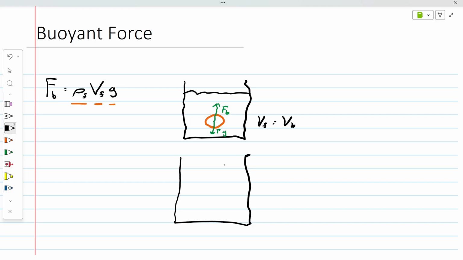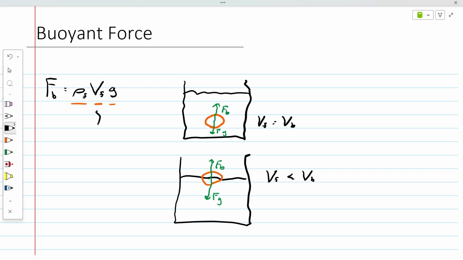But now let's say we had another scenario where the ball is floating at the top here. Now there's still some gravitational force on this ball here, and there's still buoyant force, because otherwise, without the buoyant force, the ball would just be falling through, but the buoyant force keeps it at the top. But in this case, there is still some volume that's displaced from the water, but it's less than the full volume of the ball, because only about half of it looks like, in this case, is being displaced.